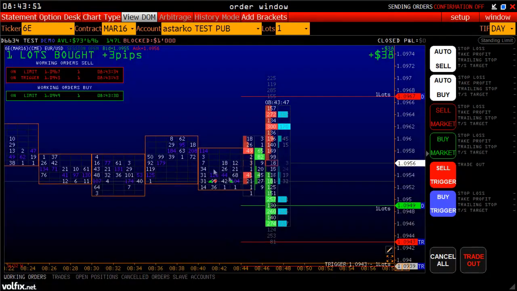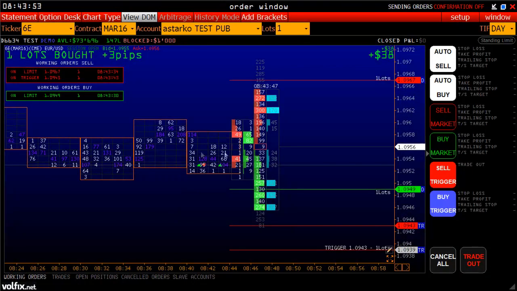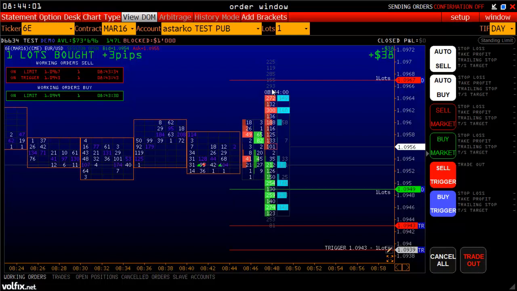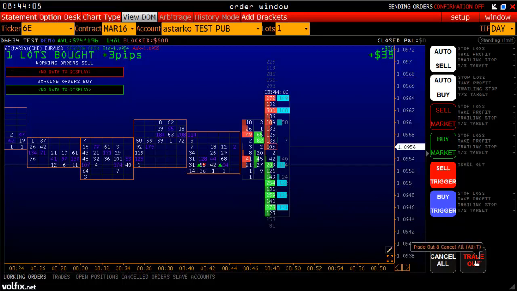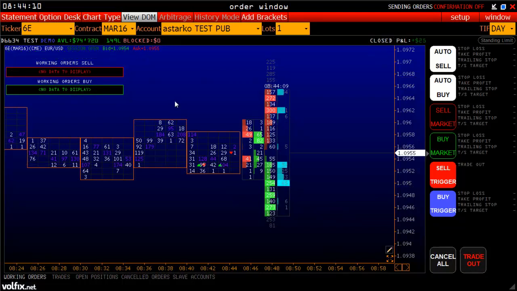Every chart shown is digital. So we see every single trade. We also see the order book, where we see the number of alleged purchases and sales. We can also cancel it all or trade it out.